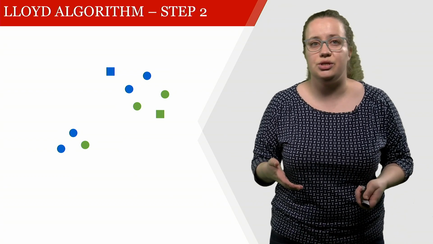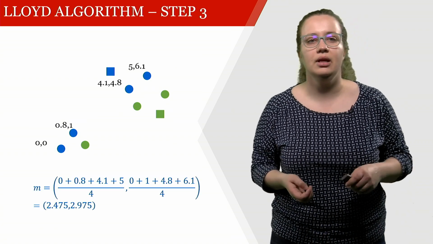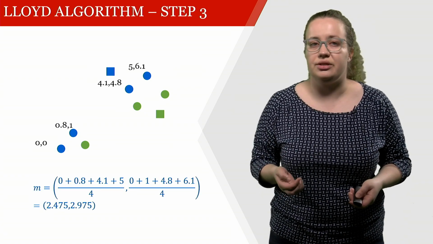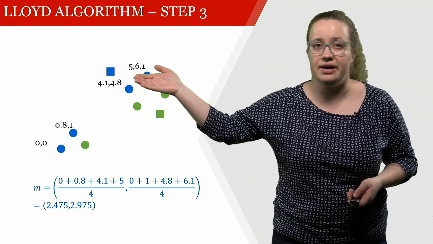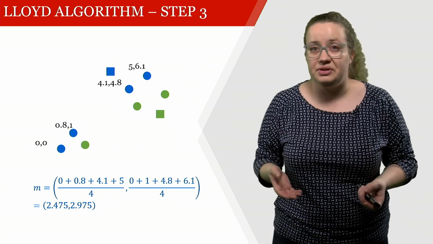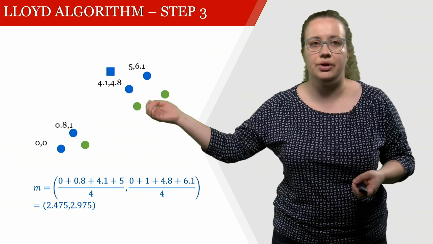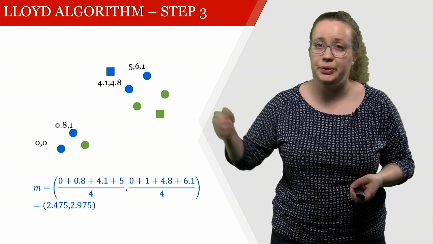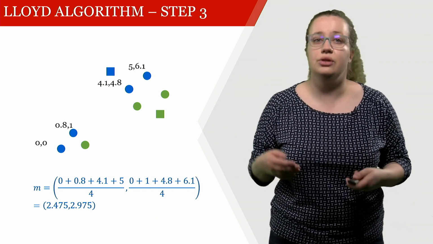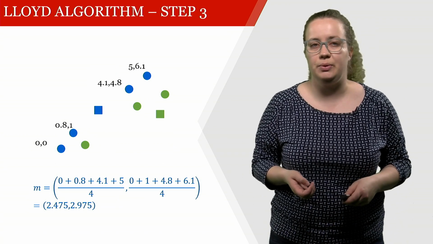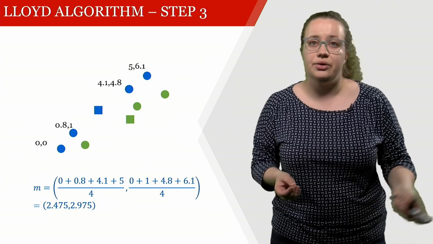The average location of all blue ones, if we have these coordinates, is given by this function. So we add up all the x coordinates, 0, 0.8, 4.1, and 5, and we divide this by 4, and we also add up all the y coordinates, so 0, 1, 4.8, and 6.1, and divide that by 4. That just gives us the location of this new blue node. So we move the blue node. We do exactly the same for the green node. And now we can continue from step 2.